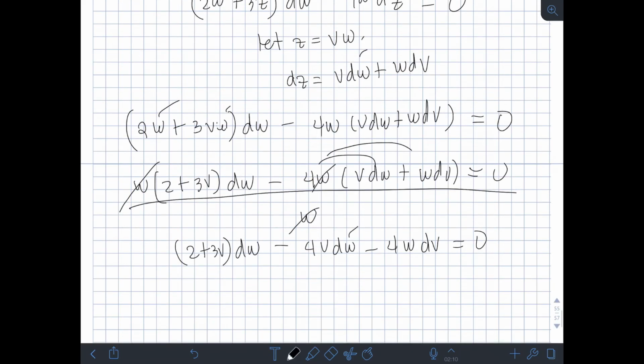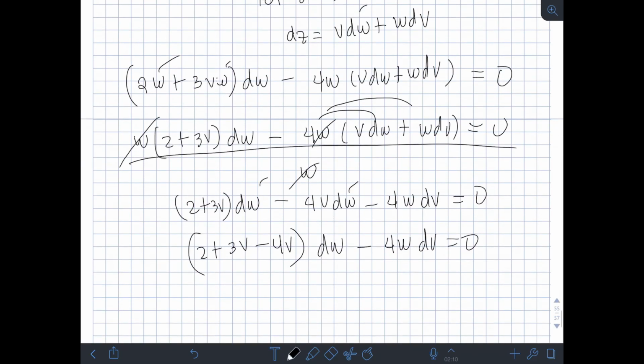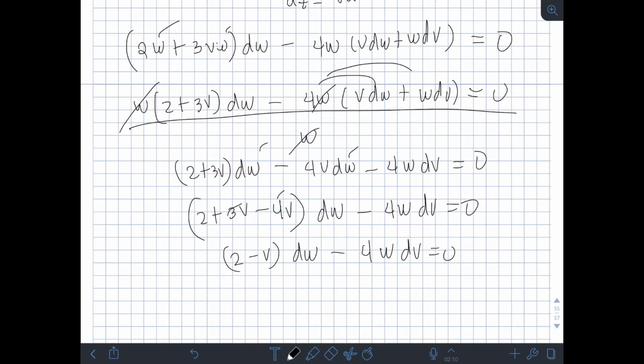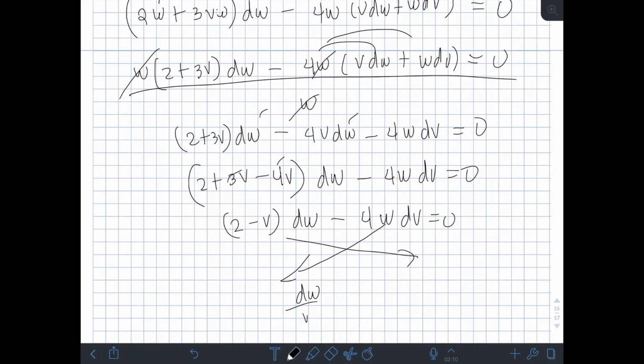So, i-combine ko ngayon itong dw. So, 2 plus 3v minus 4v dw minus 4w dv equals 0. So, ilan na to? Combine natin to. So, 3v minus 4v is negative v. Then, dw minus 4w dv equals 0. So, separable na. So, baba ko tong w, baba ko tong 2 minus v. So, dw over w minus 4 dv over 2 minus v equals 0.